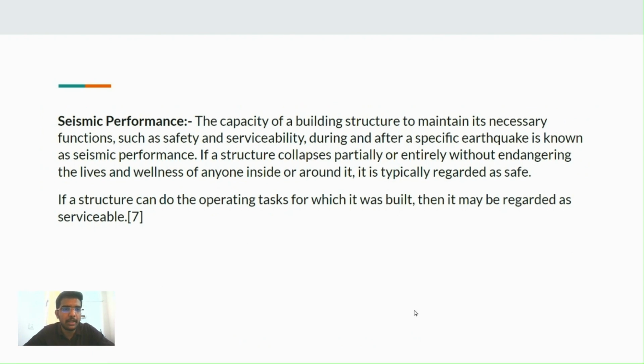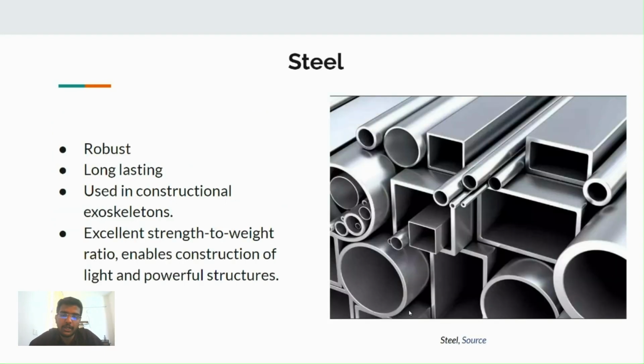The next property that we have is the seismic performance of a material. What seismic performance basically means is the ability of any civil structure to maintain properties related to factors like safety, serviceability, and many more. These kinds of properties are generally evaluated during an earthquake, and that is why they are known as seismic performances.